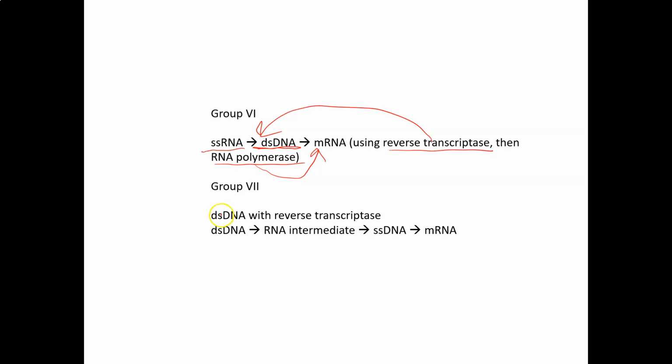Group 7, double-stranded DNA with reverse transcriptase. Most commonly what happens is the double-stranded DNA is converted to an RNA intermediate, and then the reverse transcriptase comes in at this point and converts the RNA intermediate into single-stranded DNA, which is used for transcription to produce messenger RNA.